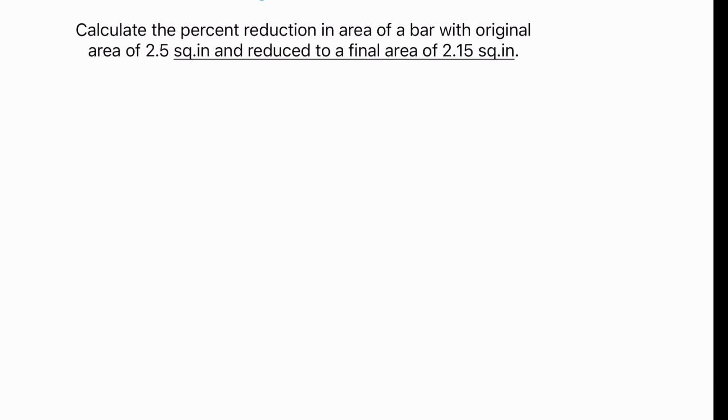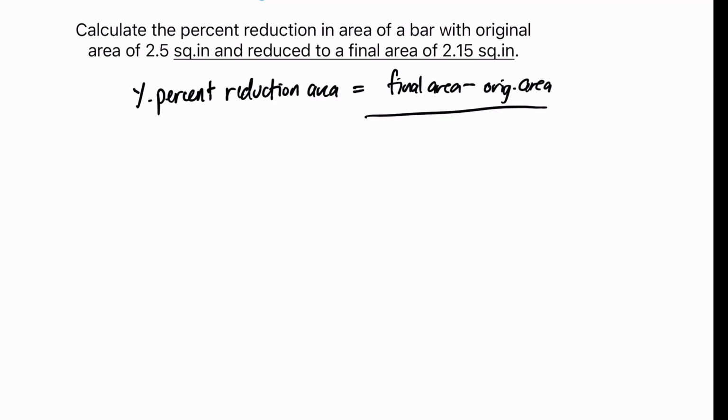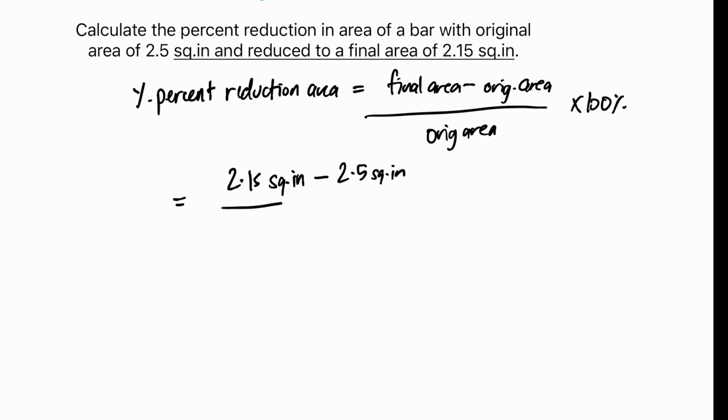So for the percentage reduction in area, we have the original area of 2.5 square inch reduced to a final area of 2.15 square inch. So percentage reduction in area is given by the final area minus the original area, all over the original area times 100%. So the final area here is 2.15 square inch minus the original area 2.5 square inch, all over 2.5 square inch times 100%.